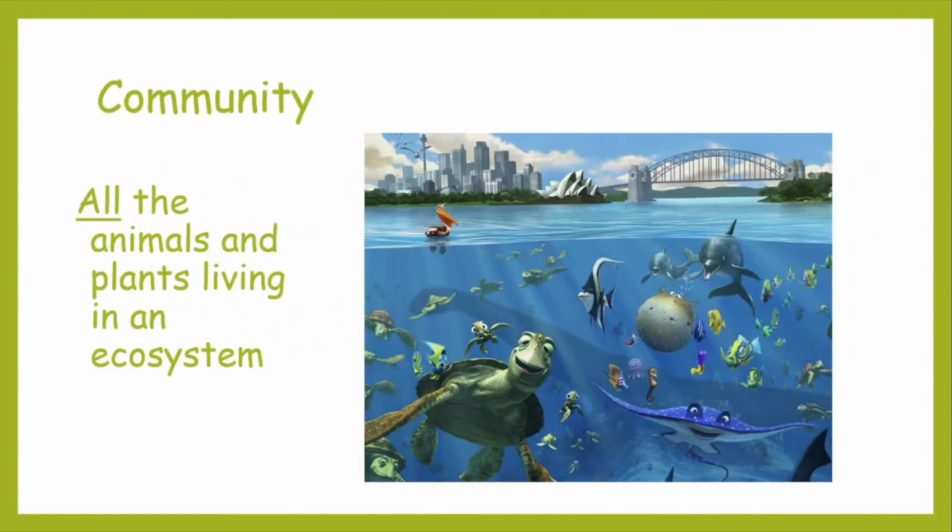Okay, the next one is community. Whereas population is the number of the same animal, community is all of the species added up, all of the animals and plants living in an ecosystem. That's your community. Pause the video here a moment and write that one down.